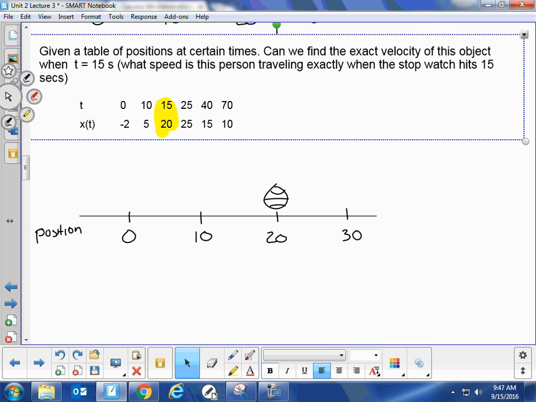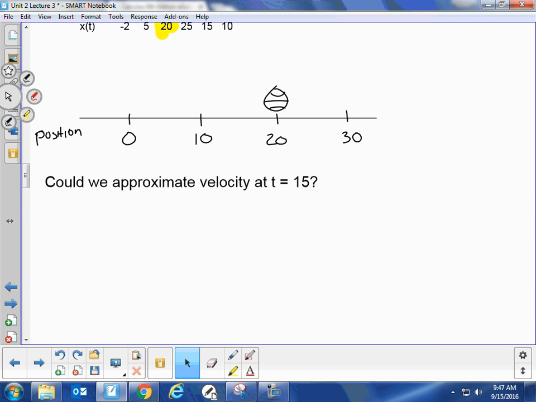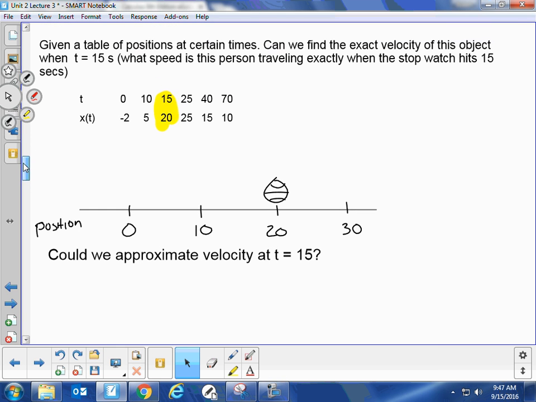Okay, kind of approximate what's going on at that situation. Well, yeah, sure. Definitely. I could find maybe the average rate of change, or I could find the average velocity. I can find the average velocity between the 10th and the 25th second, because that's the information I do have. I know that at the 10th second, I'm located at position 5. The 25th second, I'm located at position 25.